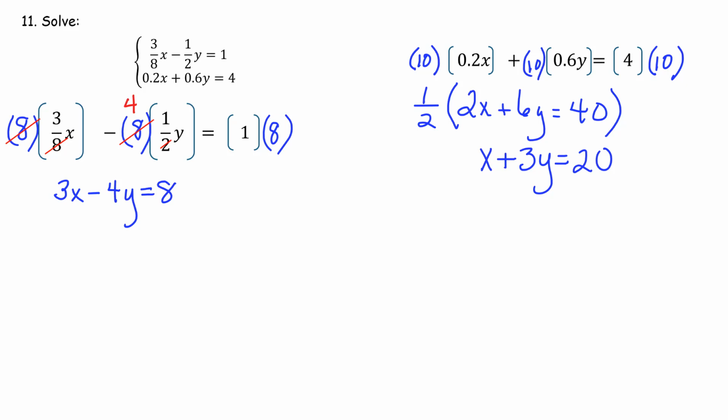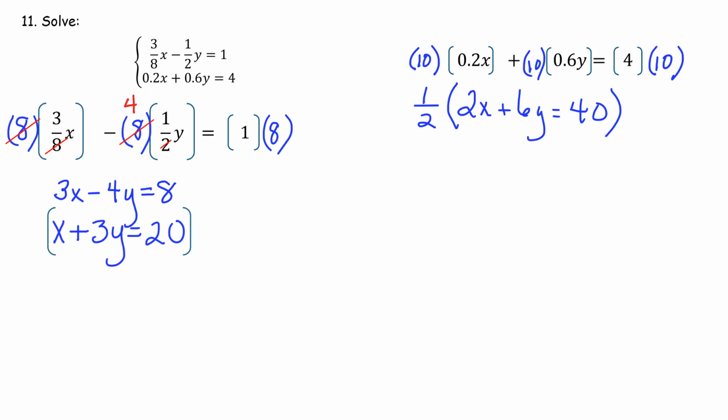Okay, so now I've got my two equations in a much simpler form to deal with, and I can solve this system of equations. I'm going to use elimination. We have a 3x in the first equation, and we have an x in the second equation, so I'm going to multiply that second equation by -3, so that 3x minus 3x will be 0, so my x's are going to cancel out. So I'm multiplying this whole equation by -3.